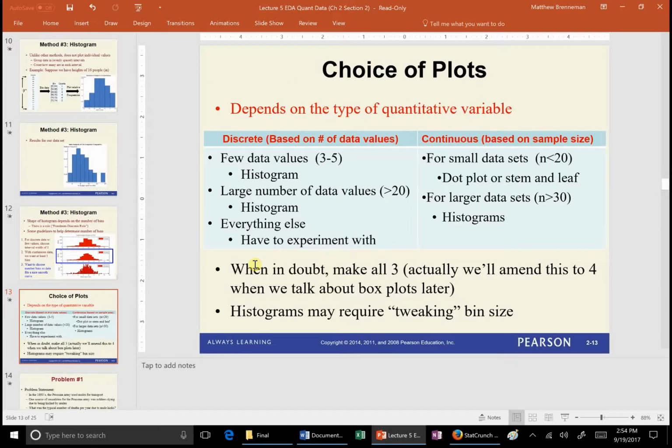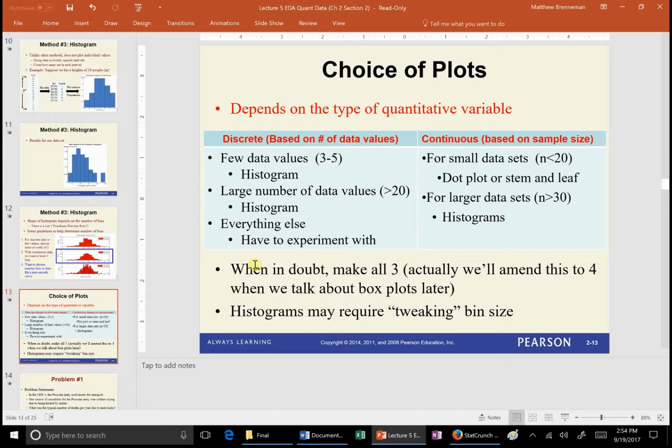Okay, so this comes down to what sort of plot we use. The first thing you notice is that we're making a difference between discrete and continuous. That's going to be important. When we have discrete data, which is always count data for our purposes, and we don't have a lot of values, maybe 3 to 5 values, we always use a histogram. If we have 2 values, we basically have a categorical variable. We really don't even have quantitative. We only have 2 categories, right?